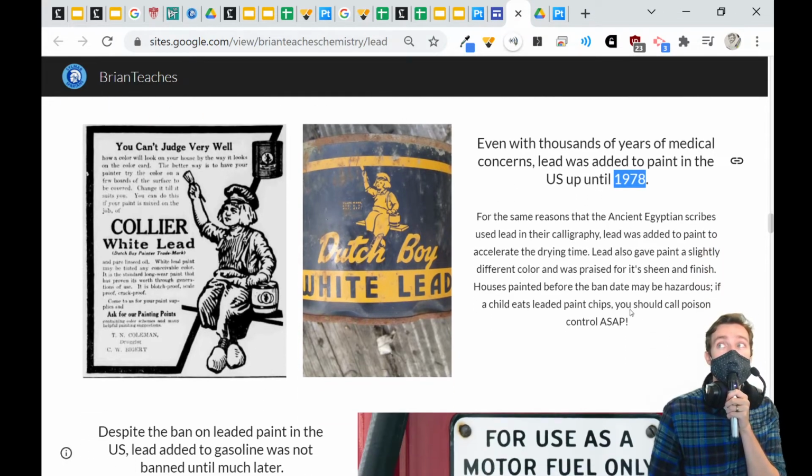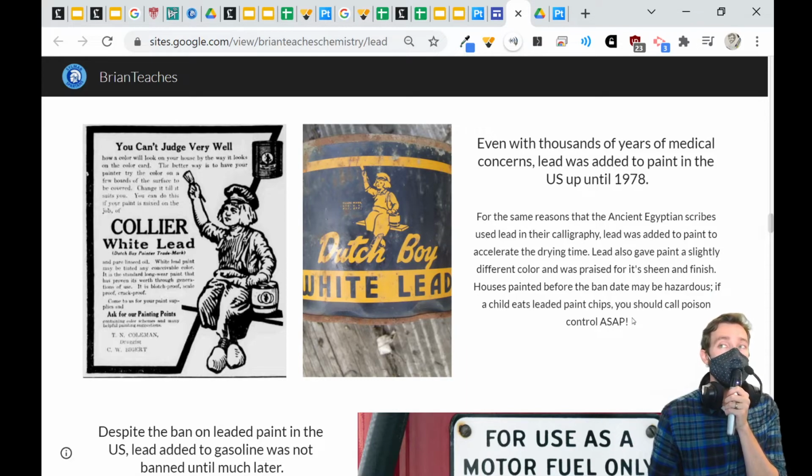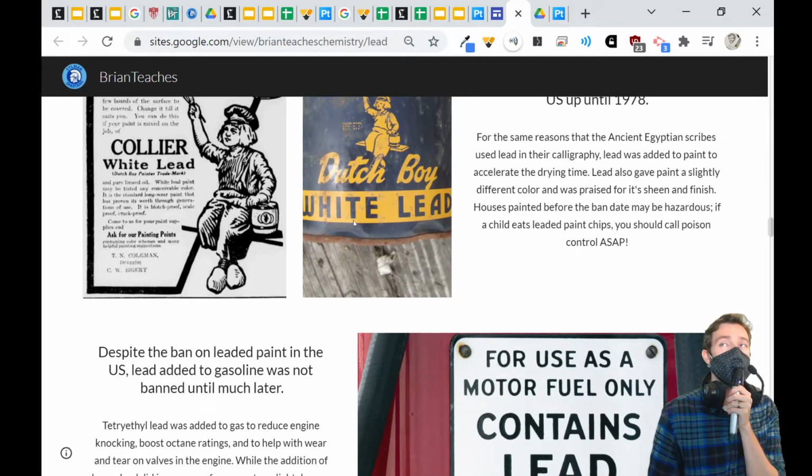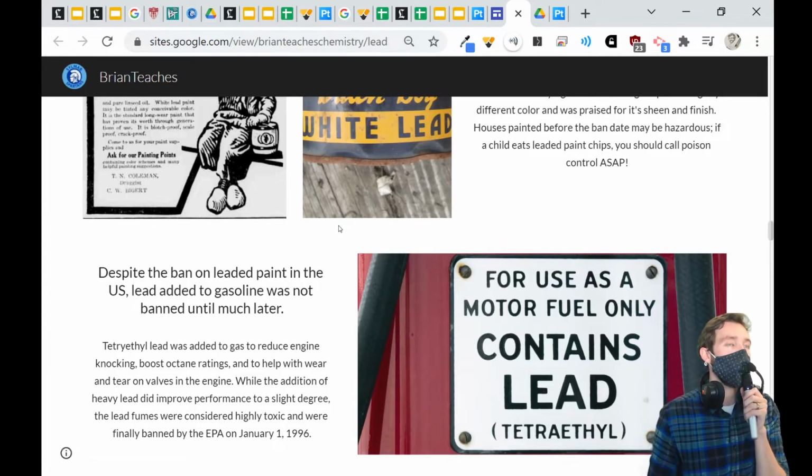You have to call poison control immediately. So don't eat paint chips. And if you have a baby, don't let the baby anywhere near paint chips because you don't know if it's leaded paint. You think, okay, well, at least they banned it in 1978, right?